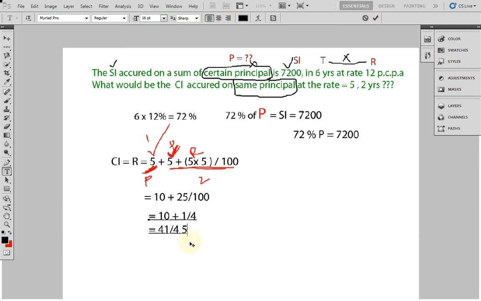percent. We are calculating rate of interest. Rate of interest will be in the form of percentage only, you have to note that. Okay, here we get 72% of P.